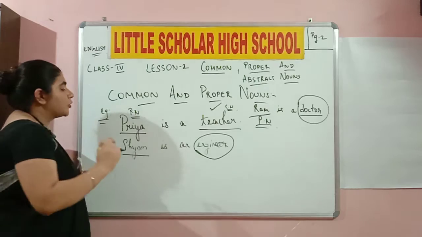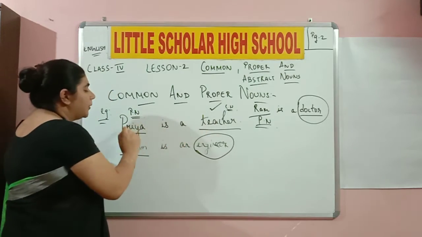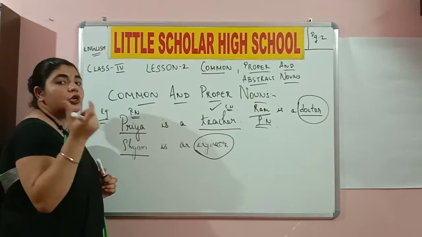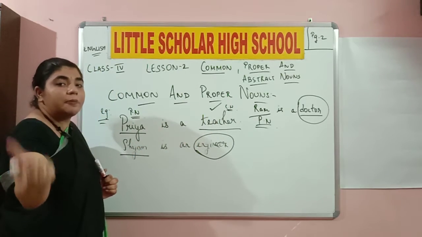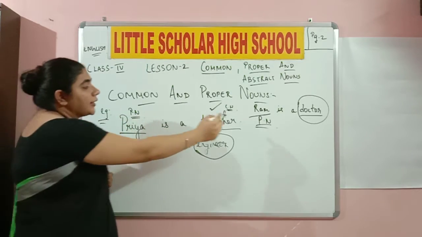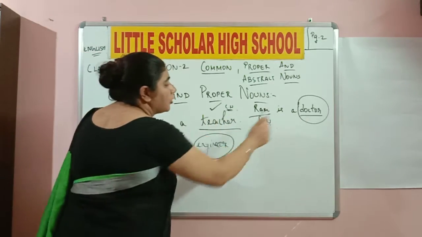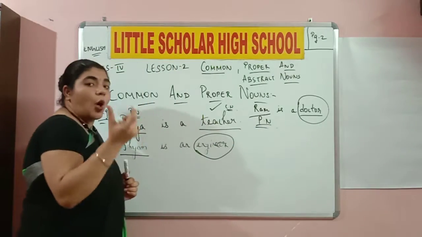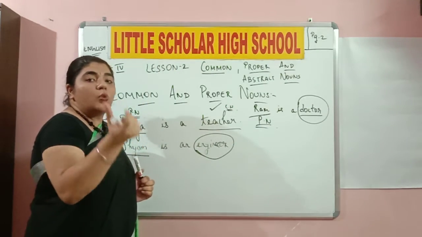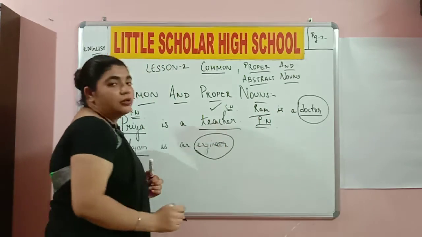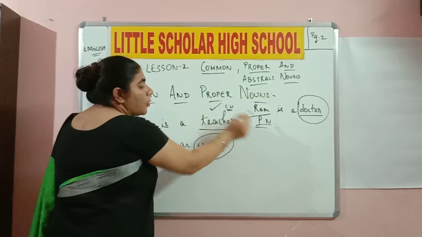We have three examples over here. Priya is a teacher. Priya and teacher are nouns. Teacher is a common noun because it is a common name given to certain people. What is the specific name over here? Priya. Look at the second example. Ram is a doctor. What is the common noun over here? Doctor, because it is a common name given to people who work in hospitals or treat patients. Now, what is the name of the doctor? It is Ram. So, Ram is proper noun.